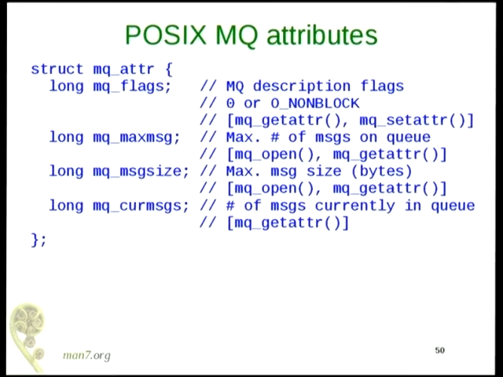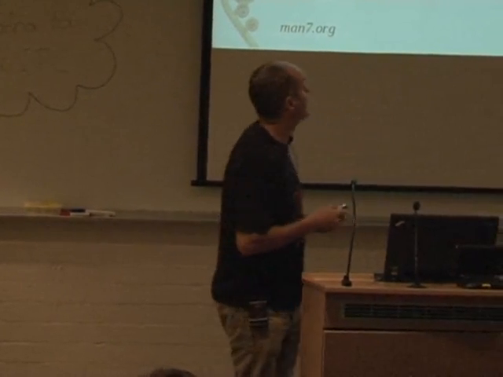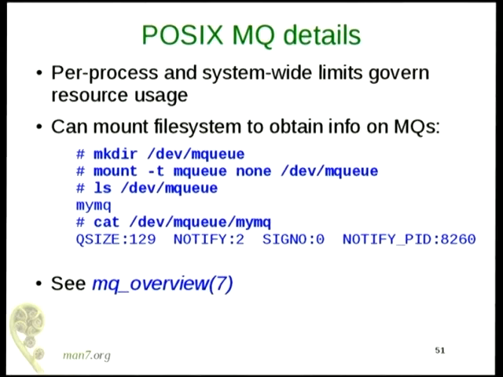I mentioned that there was an attribute structure associated with each message queue. You can set some flags on the message queue. You can set the maximum number of messages in the queue, the maximum size of messages, and you can find out how many messages are currently in the queue. And what I've just shown there is the various functions that get or set that information.